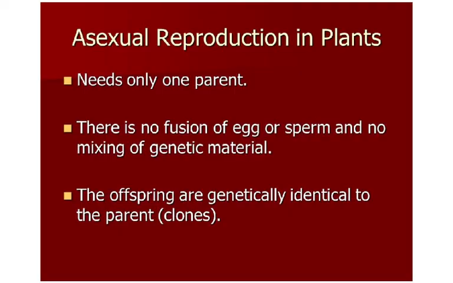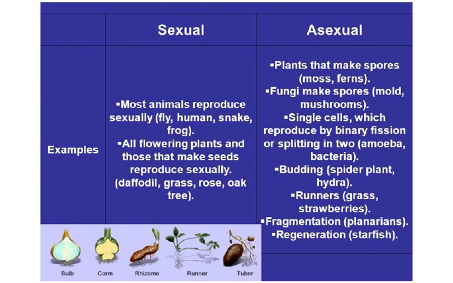They're exact clones. Now, in asexual reproduction examples, most animals reproduce sexually: fly, human, snake, frog. All flowering plants and those that make seeds reproduce sexually: daffodil, grass, rose, oak tree. Asexual: plants that make spores like mosses and ferns, fungi make spores, single cells which reproduce by binary fission or splitting into two, amoeba and bacteria, budding like hydra, runners like grass, fragmentation like planarians, and regeneration like starfish. So these are the examples of sexual and asexual reproduction.